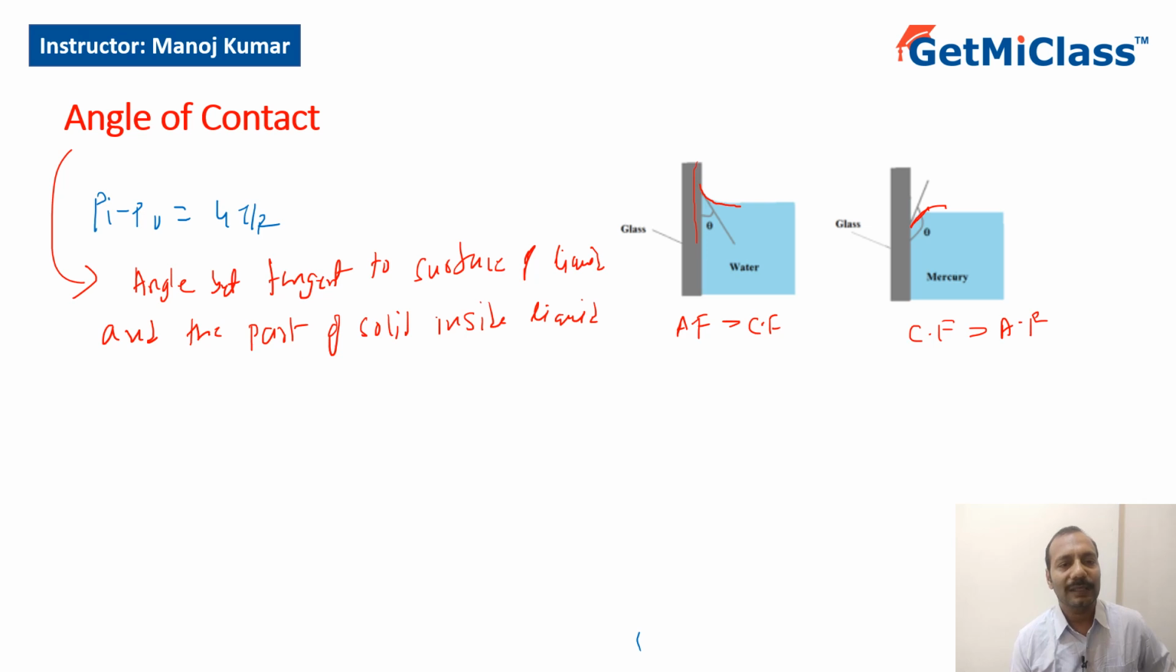So let's try to understand that in terms of theta. When adhesive forces are greater than cohesive forces, theta is acute. And if cohesive forces are greater than adhesive forces, theta is greater than 90 degrees, or theta is obtuse. If theta equals 90 degrees, then adhesive forces should be equal to cohesive forces. That is theoretically true, but we never see that situation happen.